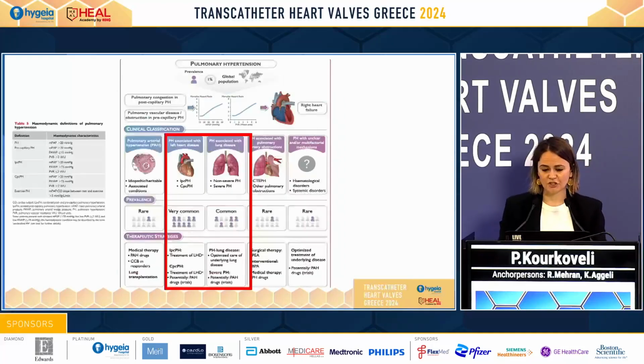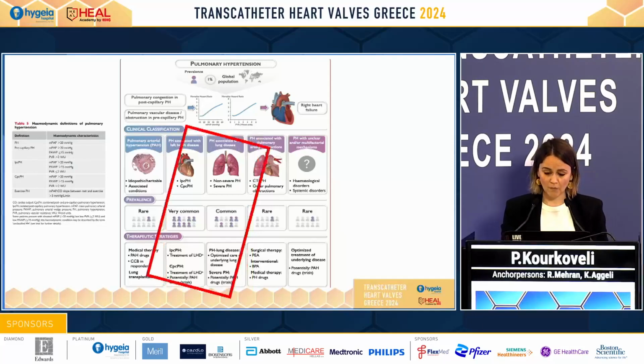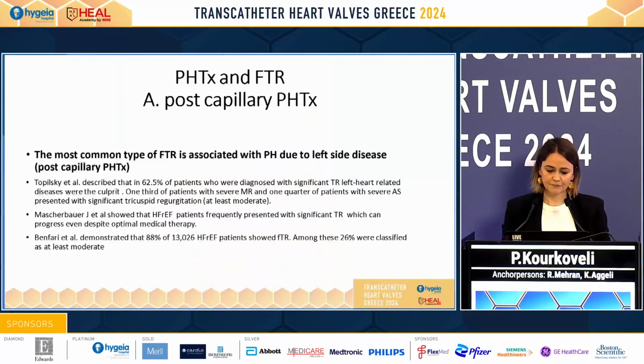So pulmonary hypertension is a very specific and very important factor in TR. As we know, pulmonary hypertension associated with left heart disease and with lung disease are the most common causes, and we know that up to 88% of patients with reduced ejection fraction have TR.